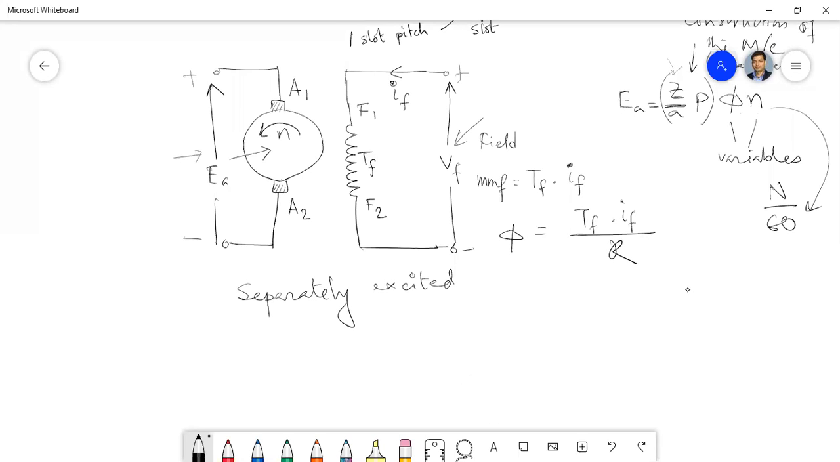Correct. So that means we are getting some voltage, isn't it? The EA voltage we are generating. Why not the same voltage be induced for the field coil? So that means if we don't use any external voltage source or separate voltage source, if we just connect the field coil to this, that will serve our purpose.